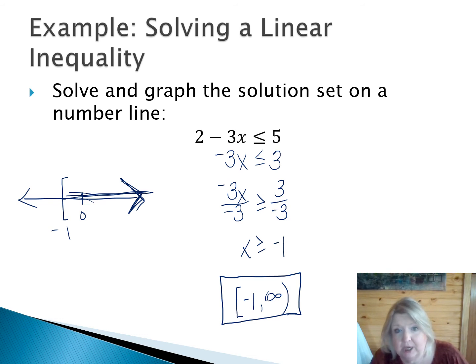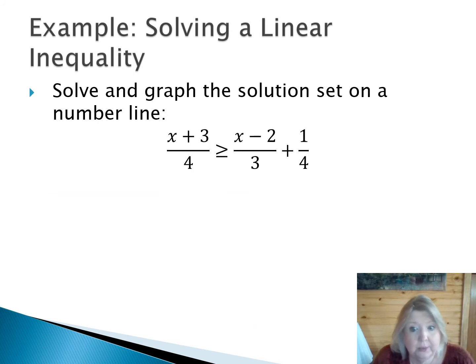So if I want to check the 0: 2 minus 3 times 0 is 2 minus 0, which is 2, and that is less than or equal to 5. That is true, so I know that I did in fact change the sign when I was supposed to.